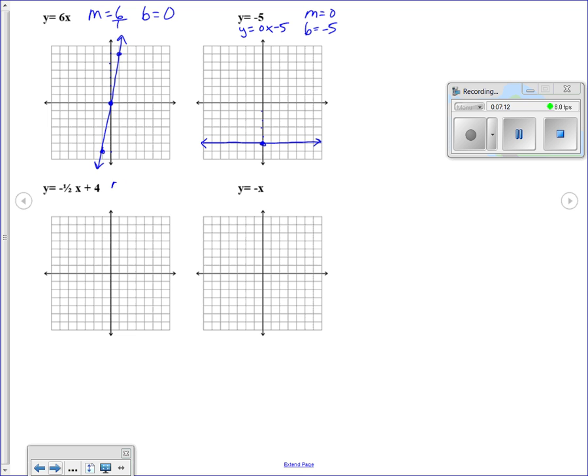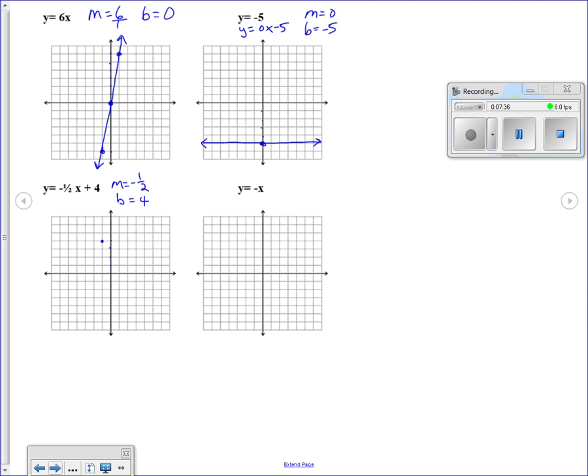Our slope equals negative 1/2. And our y-intercept equals 4. So we go to 4, 1, 2, 3, 4, and then we're going to rise 1, run 2. Which way do we need to run? Do we need to run right or left? This is going to be a negative line, so if I run right, that's going to make a positive line. So once again, I've got to run left.